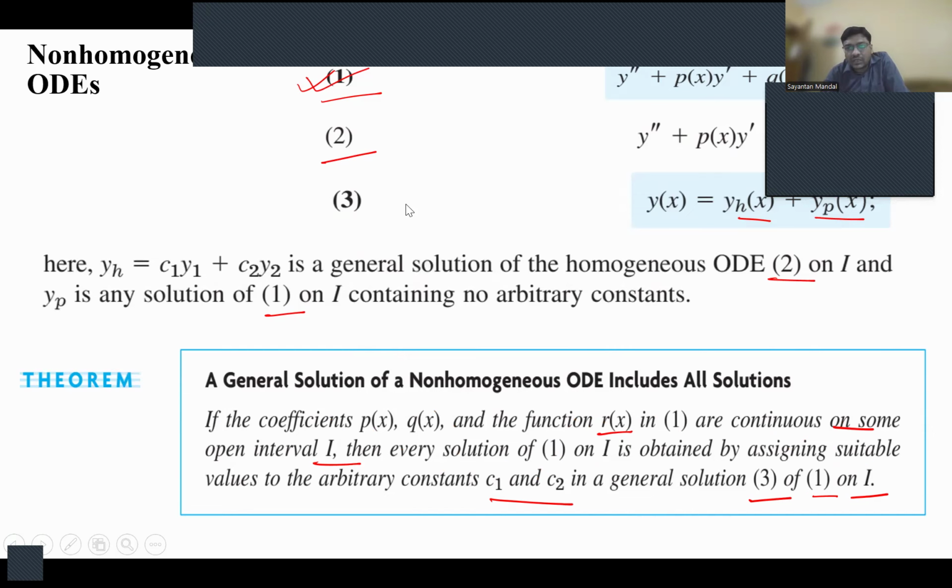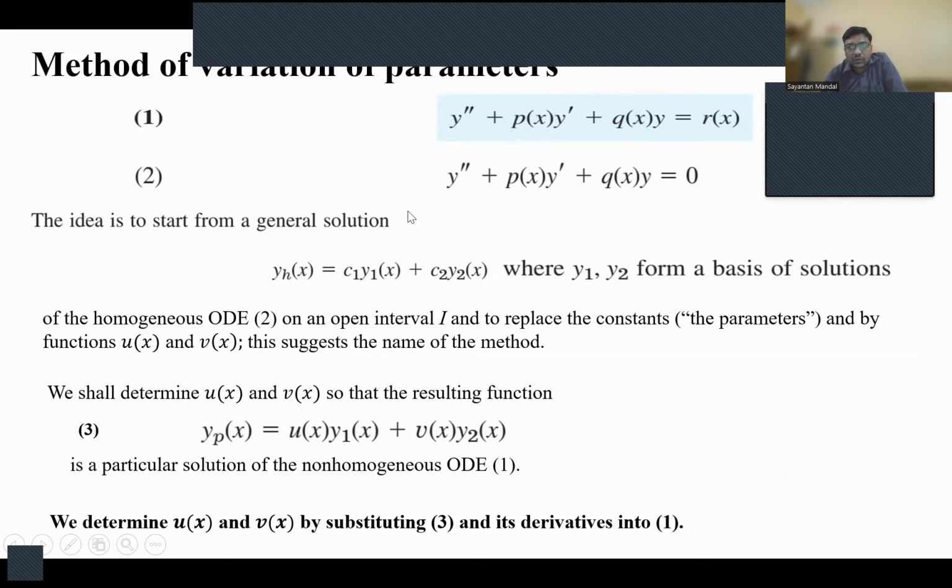Now, we are going to learn one method which will help you in finding this yp. The name of the method is the method of variation of parameters. So in this regard, once again, we consider this non-homogeneous equation and its corresponding homogeneous counterpart. The idea of this method is that you find the general solution of the corresponding homogeneous counterpart. Let us call it c1y1 plus c2y2, where y1, y2 must form a basis of solutions.